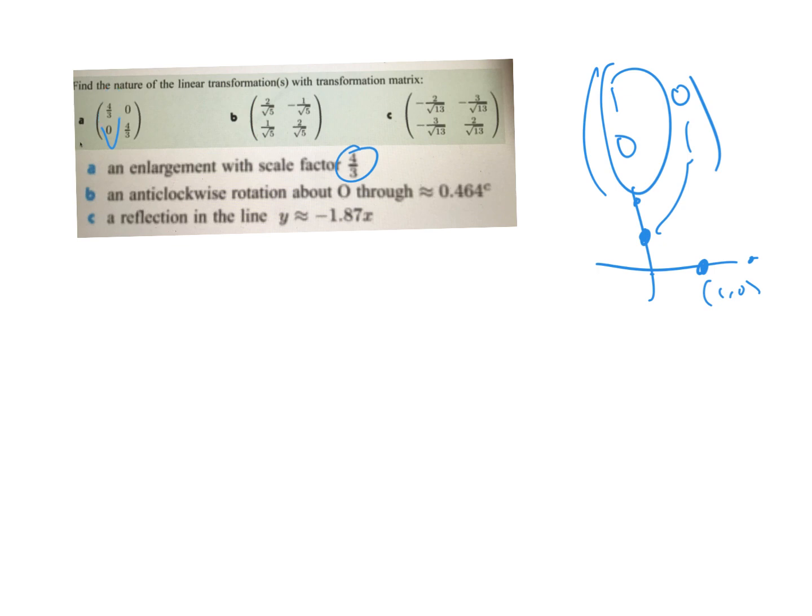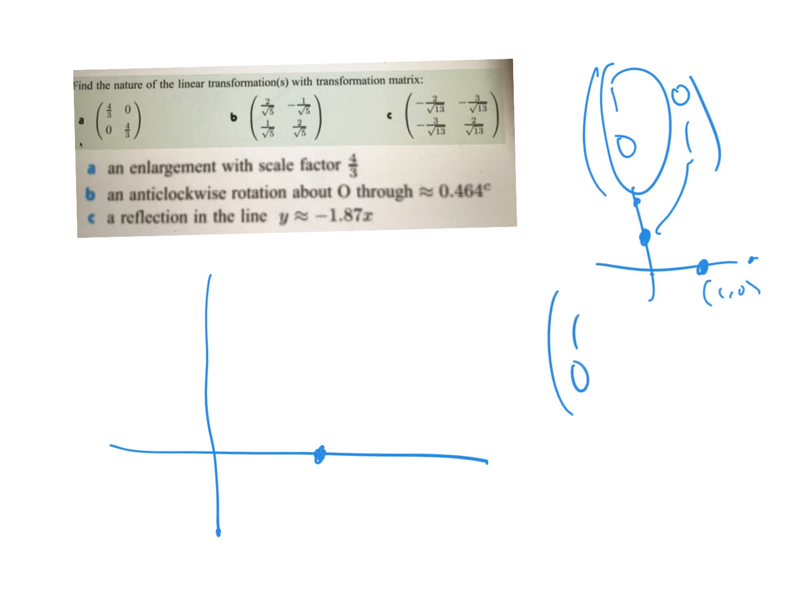And so you can see that these values have been stretched, so therefore you get the enlargement factor of 4/3. Now the other ones get a little bit trickier to visualize, but that's visualized nonetheless. So again, I'm going to take the point 1, 0, and I know 1, 0 has changed to 2 over root 5 and 1 over root 5.